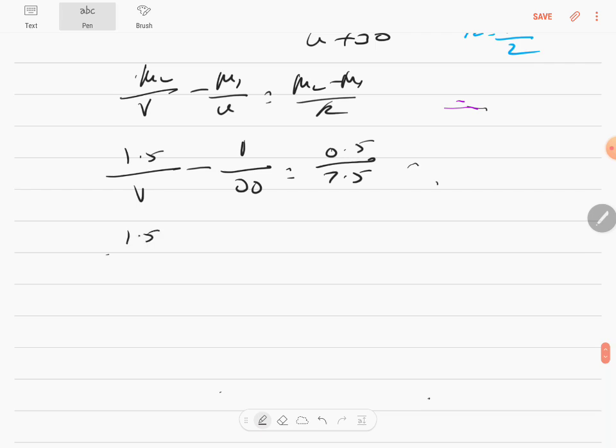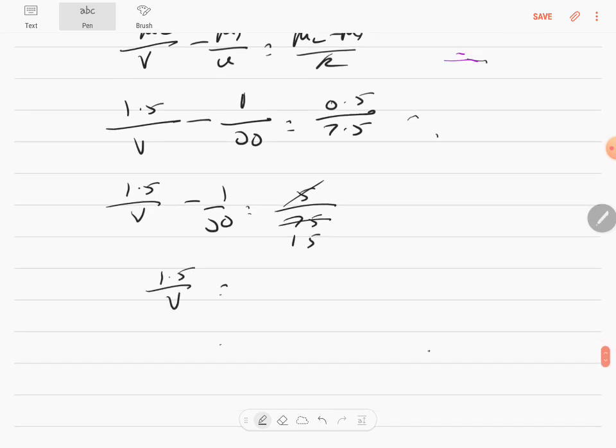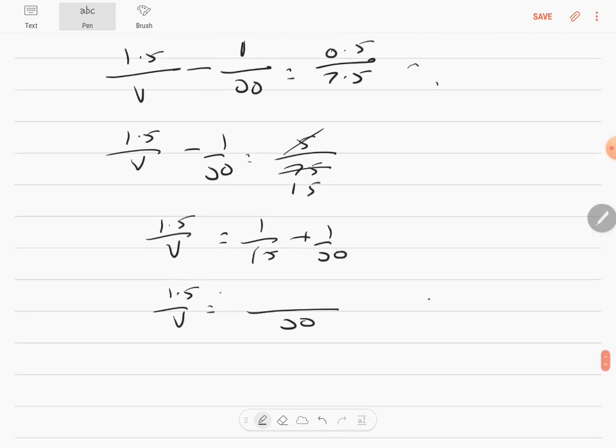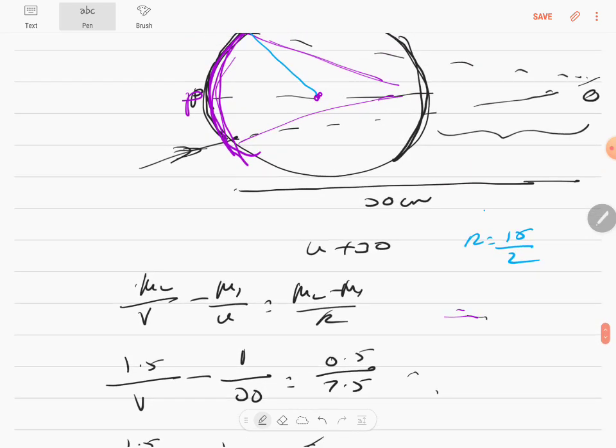So 1.5 by v minus 1 by 30 is equal to 0.5 by 7.5. Yeah? 5 ones are 5, 5 5s are 25. So 1.5 by v is equal to 1 by 15 plus 1 by 30. So 1.5 by v is equal to, 30 is the LCM, 2 plus 1 is 3, this will become 1 by 10, and cross multiplying v will become 15. So you understand where 15 will be?